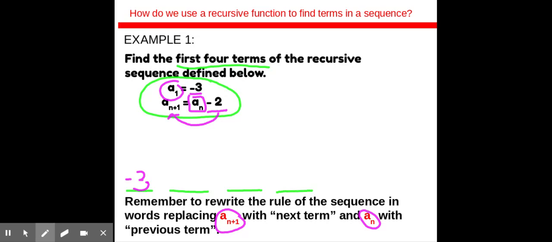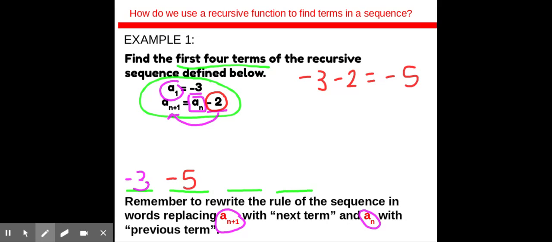So what I like to do is just rewrite it. I'm going to put -3, because that's our first term, and we're going to apply the rule. The rule is subtract 2 to get to the next term. Plug that in your calculator, -3 minus 2, you get -5. So that's the next term in our sequence.